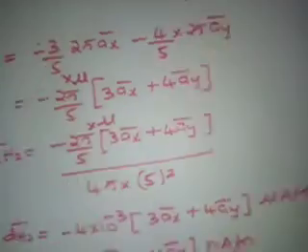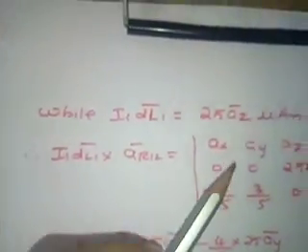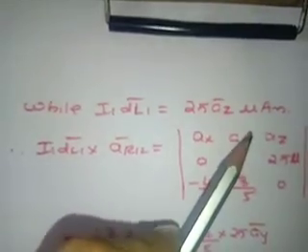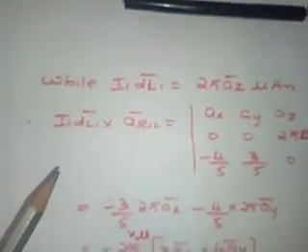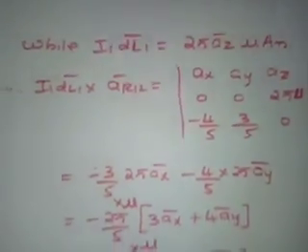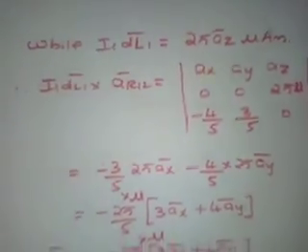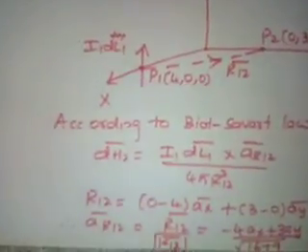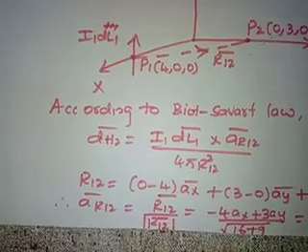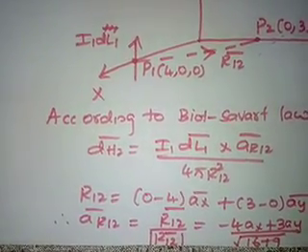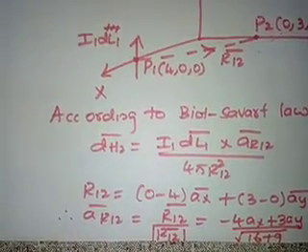I1 into DL1 bar is 2 pi AZ bar microampere meter. They are given this. Let us find the cross product. In the equation for DH2 bar we have I1 DL1 bar cross AR12 bar. So let us find the cross product of I1 DL1 bar cross AR12 bar.